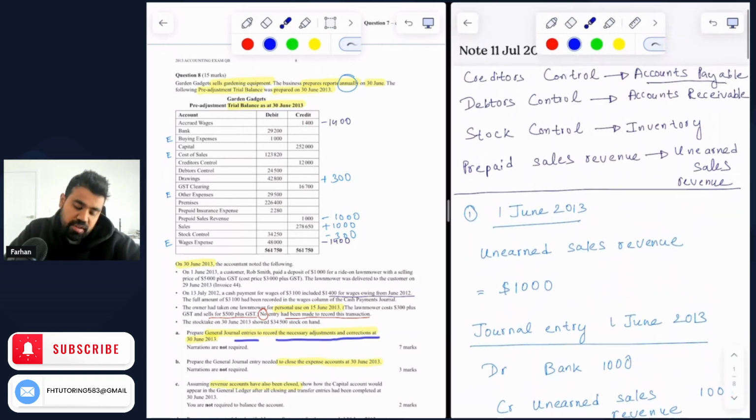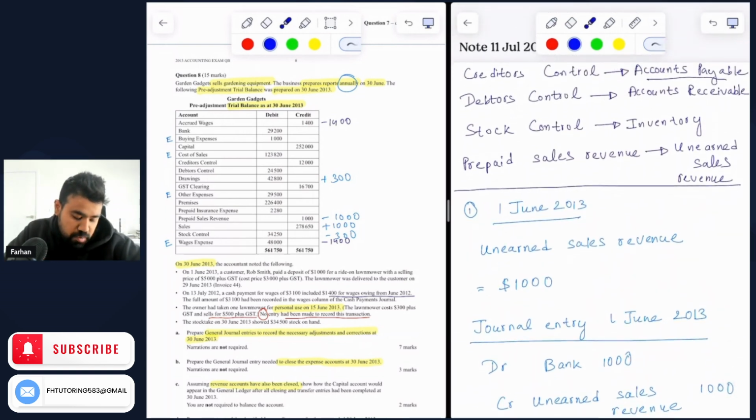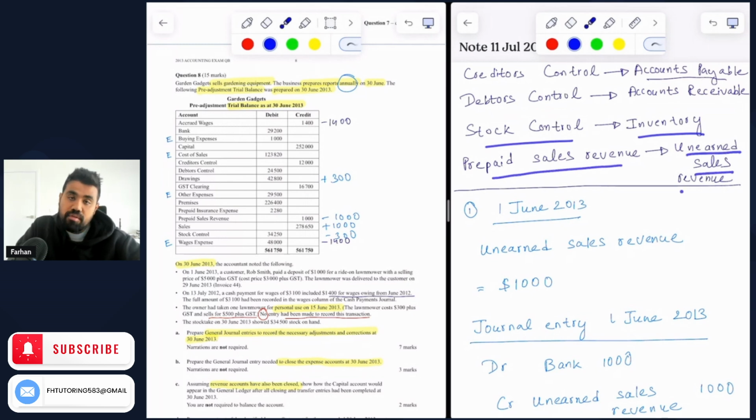So a few terminologies have changed, which you can see within the pre-adjustment trial balance. In the old curriculum, we used to refer to accounts payable as creditors control. So accounts payable are the credit suppliers of the business. Then we have debtors control, which is the same as accounts receivable. These are the current assets of the business, the credit customers of the business. Then we have stock control, which is what we now refer to as inventory. And then we have prepaid sales revenue, which is what we now call unearned sales revenue.